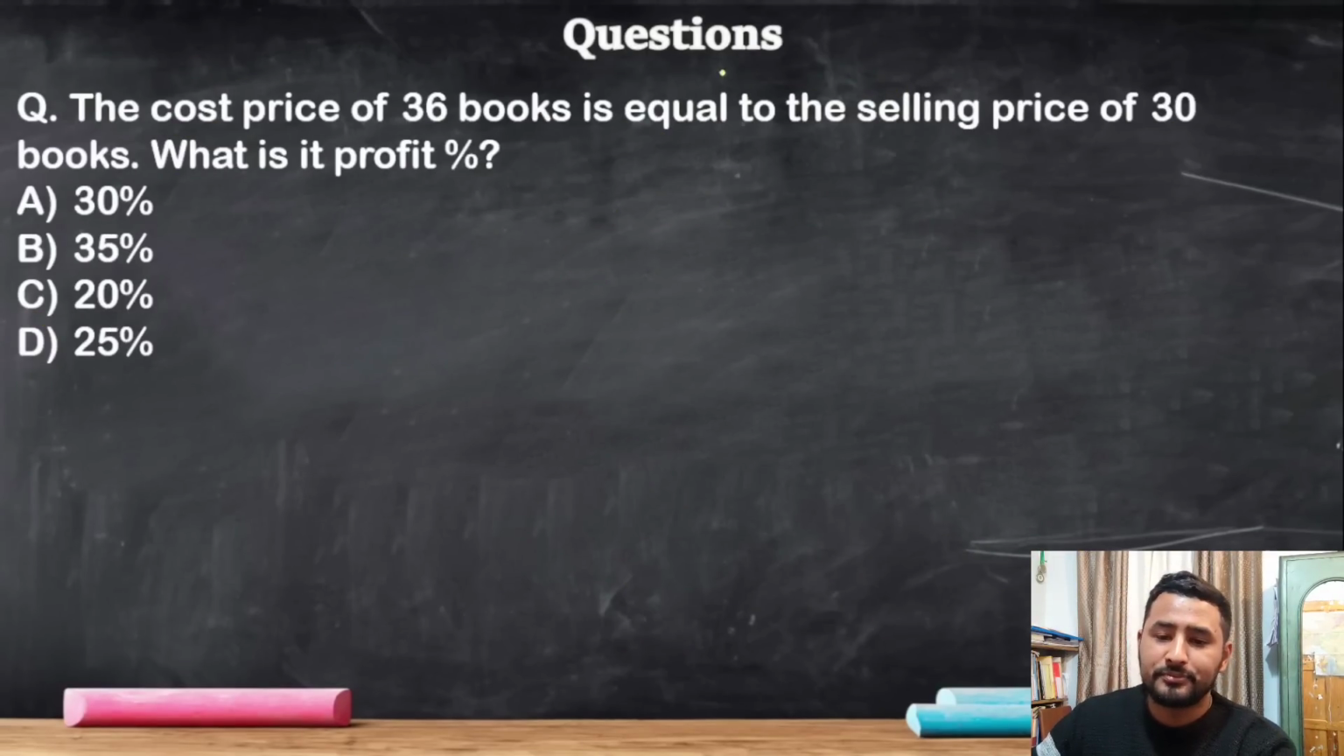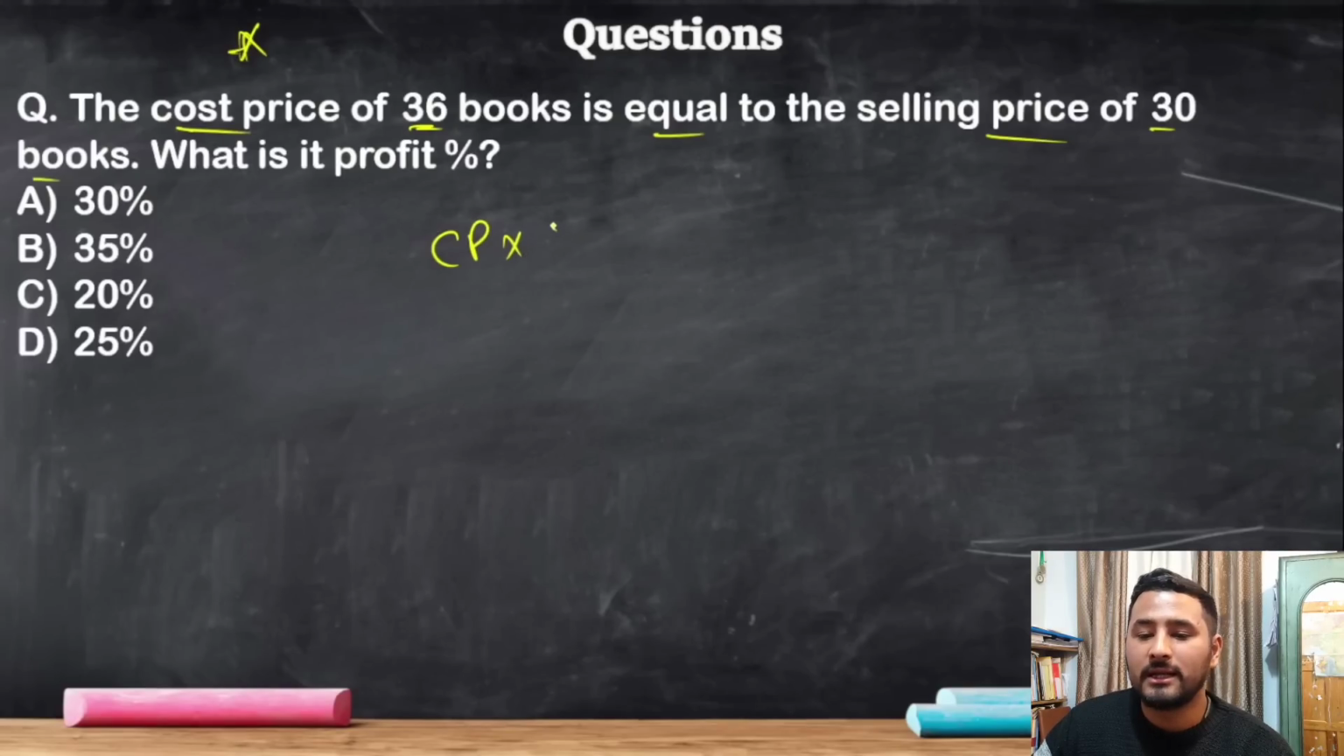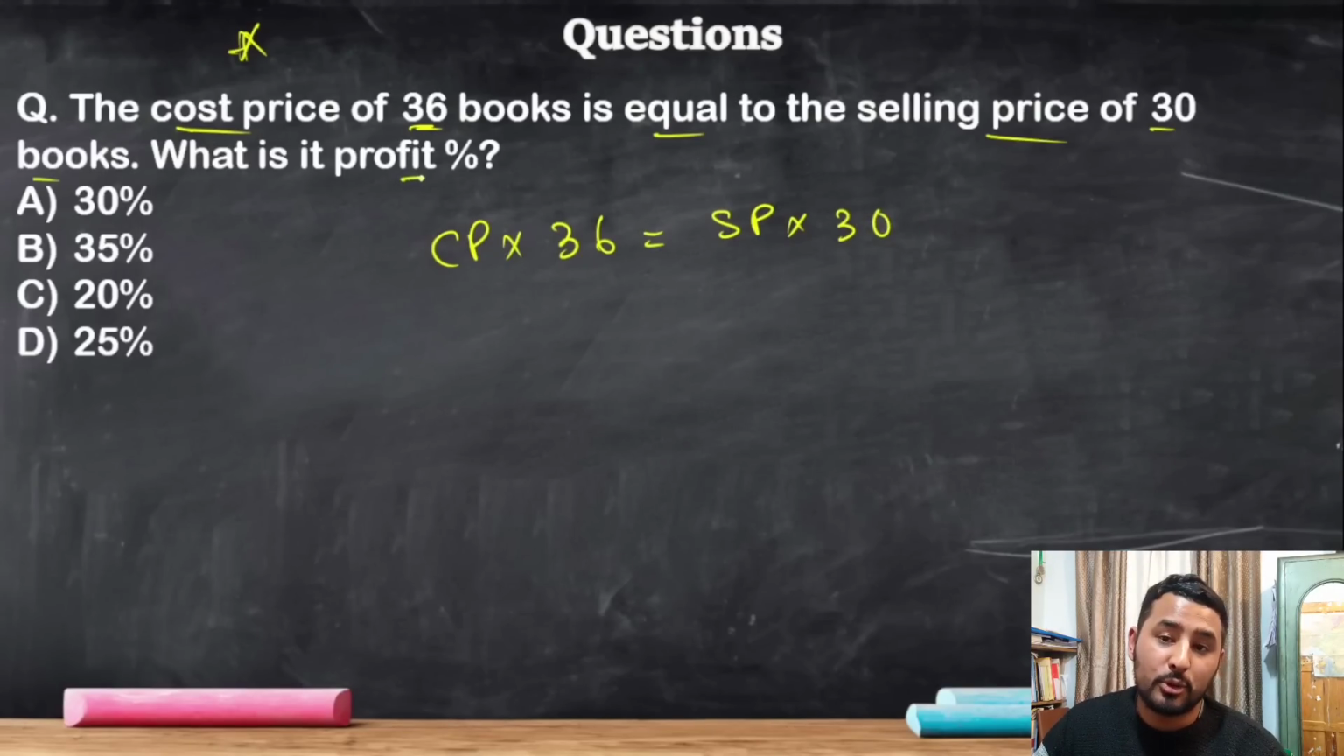Let us go next. This also, you can expect this type of question in exams. That is why I brought it here also. The cost price of 36 books is equal to selling price of 30 books. This means what? Cost price of 36 books is equal to selling price of 30 books, right? What you need to find is the profit percent. You need to find the profit percent, get the value of CP and SP, then you can do it, right?